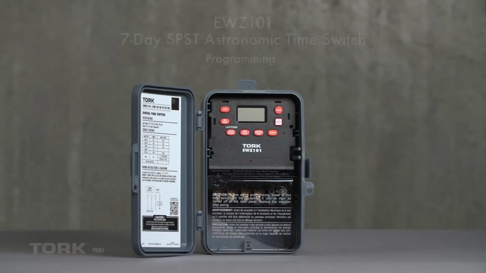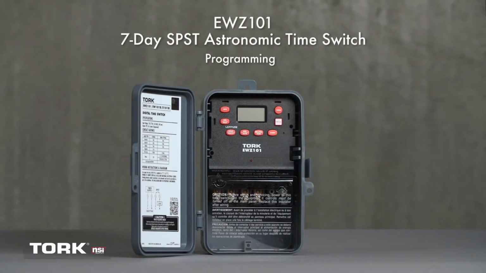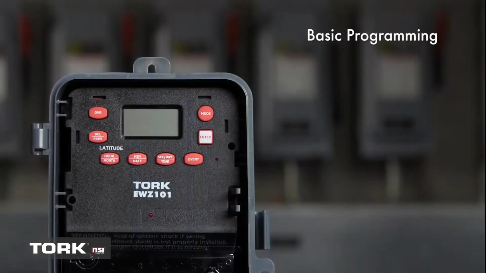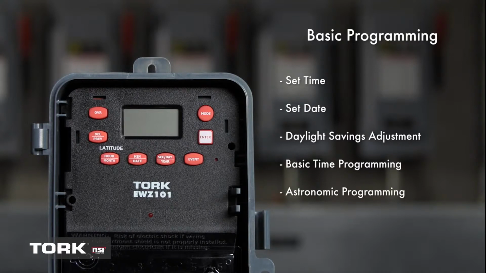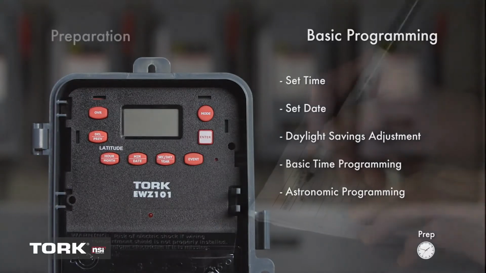The Tork EWZ101 is a 7-day, single-pole, single-throw astronomic time switch that can be used for applications from outdoor lighting to general timing. This video will cover basic programming, including steps to set the time and date, the daylight savings feature, how to set the timer for basic programming, and how to use the optional Astronomic feature. Icons in the lower screen will help you navigate.